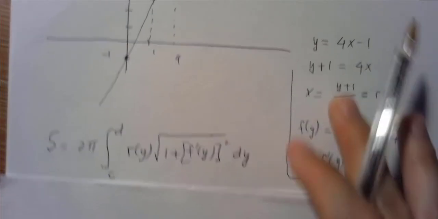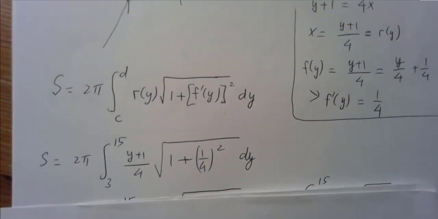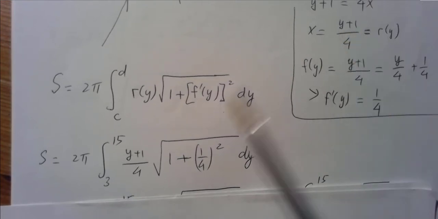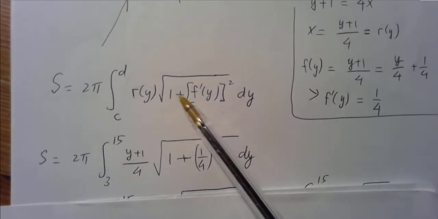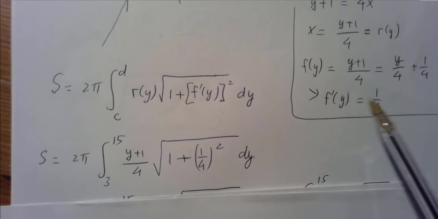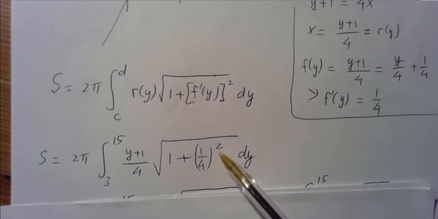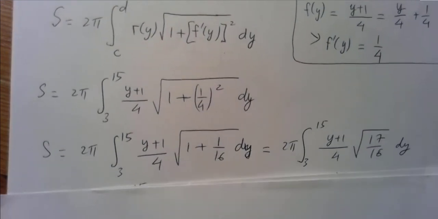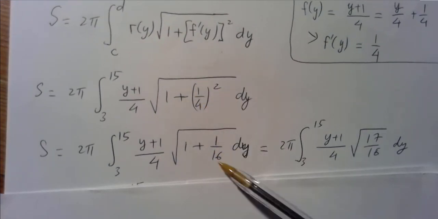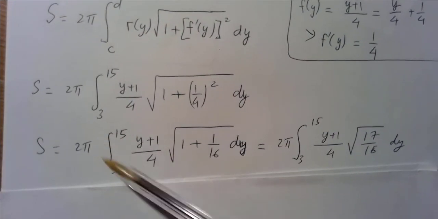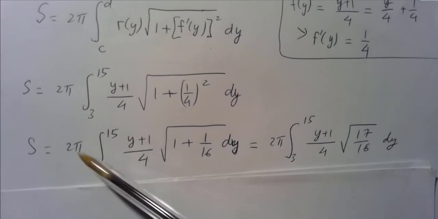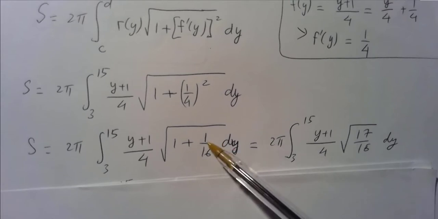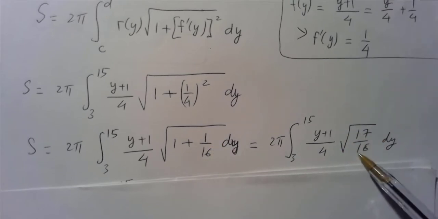We need that for the formula that you see here. So r of y, which is this guy here, and 1 plus f prime of y. F prime of y is 1/4, so 1/4 squared, dy. And then you can simplify that further. 1/4 squared is 1/16. We keep everything the same. 2 pi stays outside. Now we can add 1 and 1 over 16 into 17 over 16.